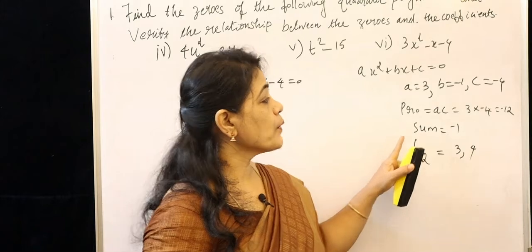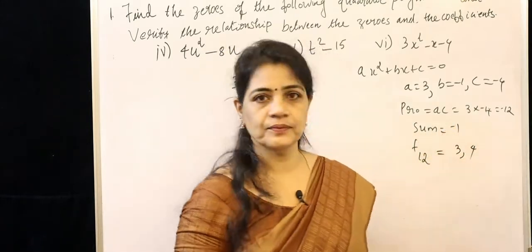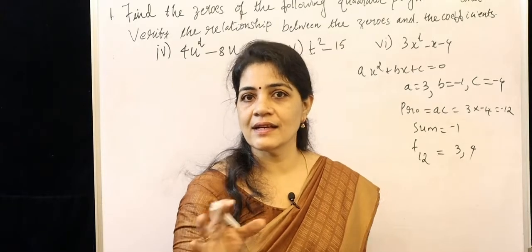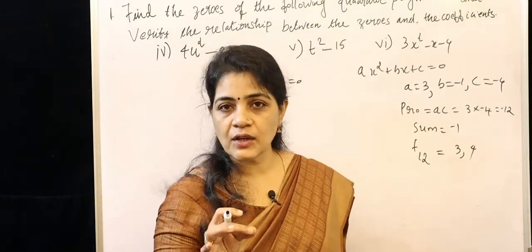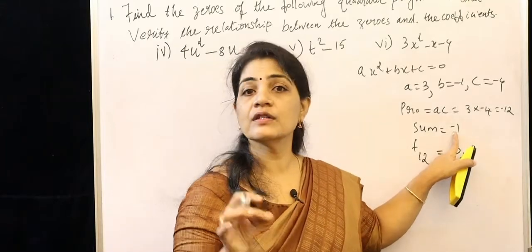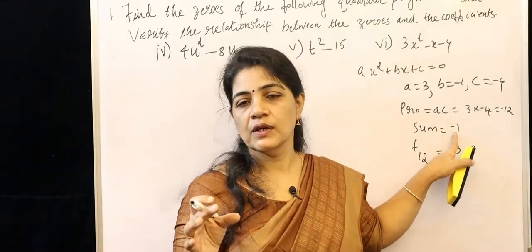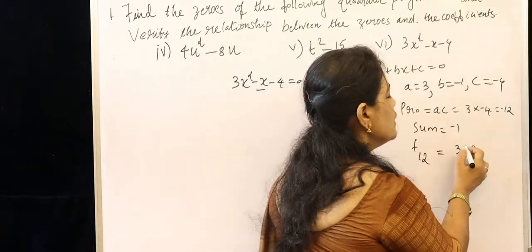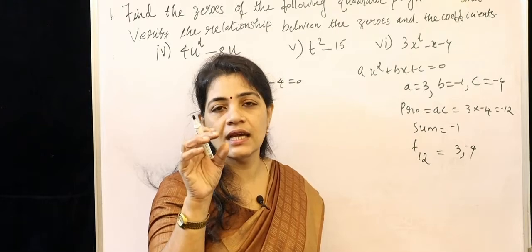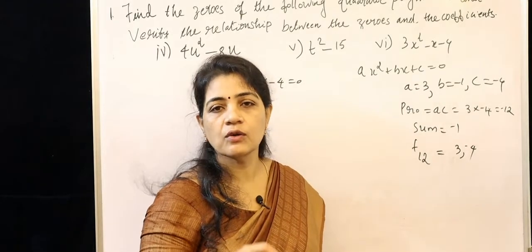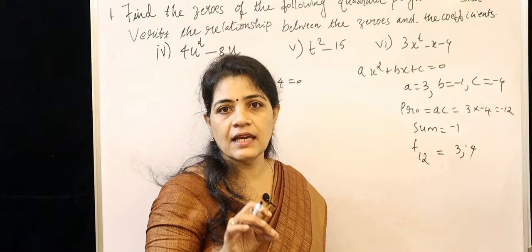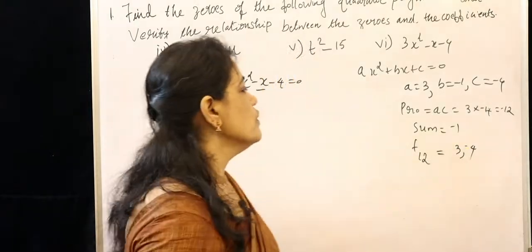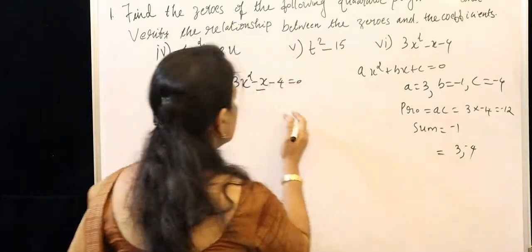Now children, here the product is negative. So one of the factors must be negative, and that negative sign goes to the biggest number. Why? Because if the sum is also negative, the biggest factor carries the negative sign. Only then, when you take the difference, the negative sign will remain. So negative 4 plus 3 is negative 1. That is what we needed. Understood? So we are going to split this middle term.